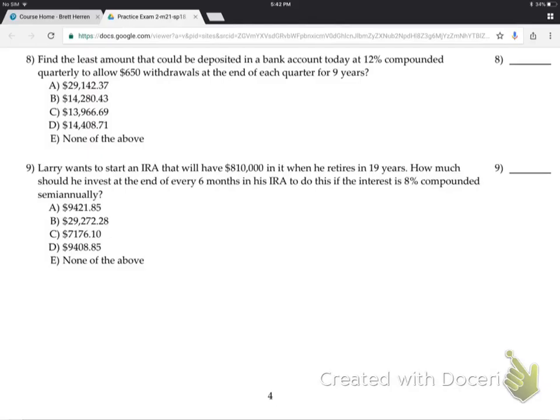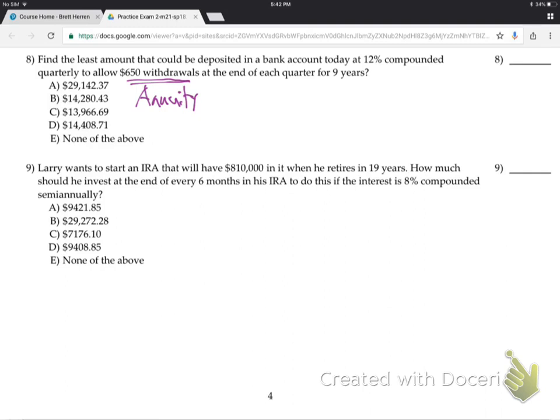Number 8: find the least amount that could be deposited in a bank account today at 12%, compounded quarterly, to allow 650 withdrawals. So it's several withdrawals, which makes it an annuity again. Compound interest is just once, but this is several withdrawals, so it's an annuity.